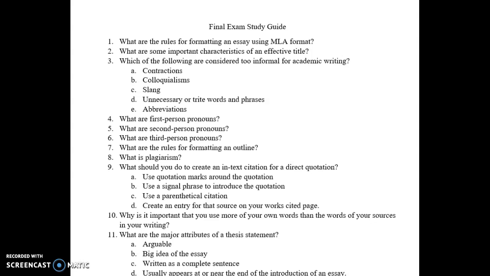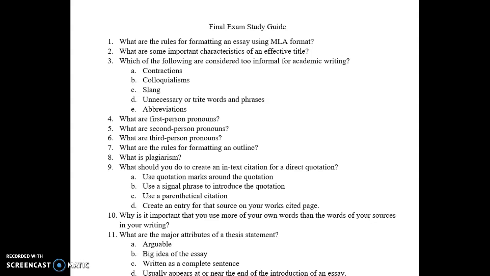Know what is considered too informal for academic writing, like contractions, colloquialisms, slang, unnecessary or trite words or phrases, which could be words like in conclusion. That's an unnecessary phrase. Or as I have just said, that would be an unnecessary phrase because I would have already read what you just said, or your reader will have.